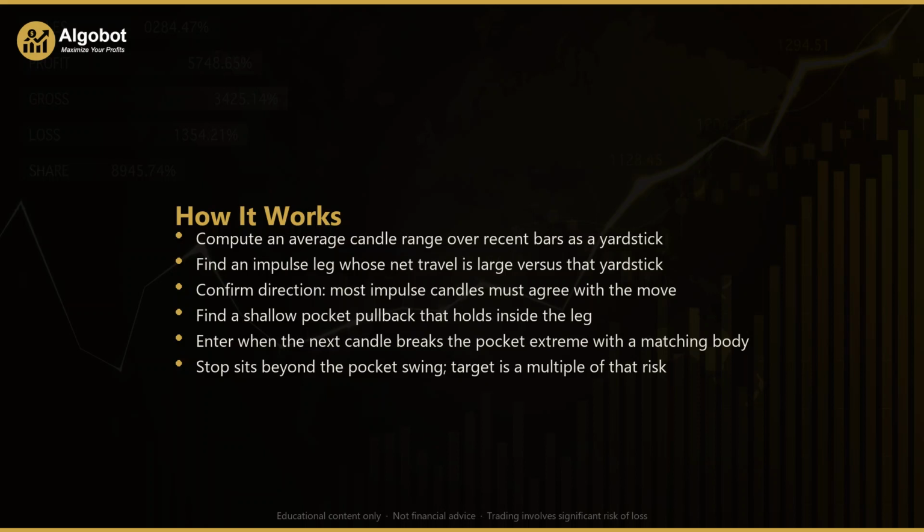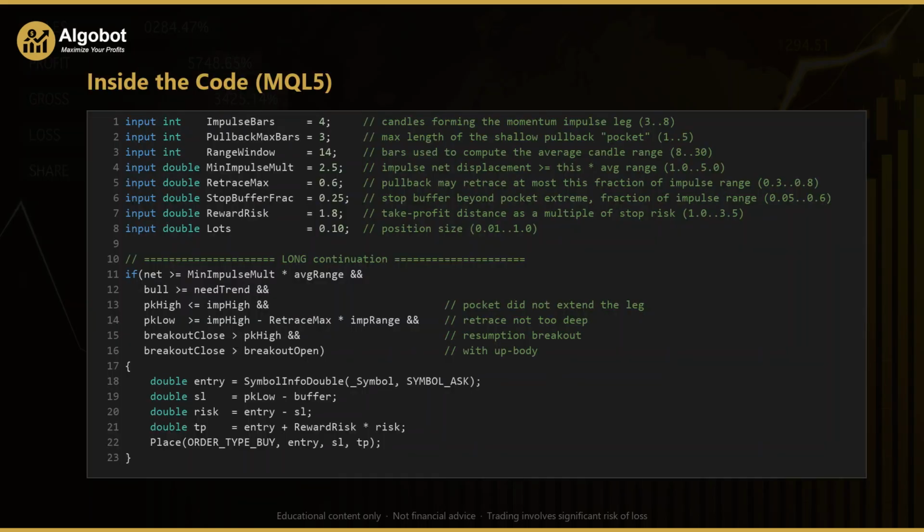The distance from entry to that stop is the risk. The take profit is then placed at a fixed multiple of that risk, by default 1.8 times. From there, the stop and target manage the trade to completion. Let's read this the way you would inside MetaTrader.